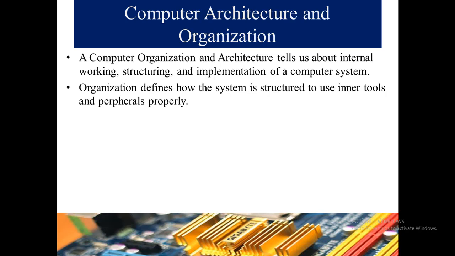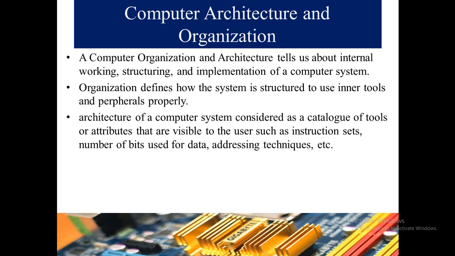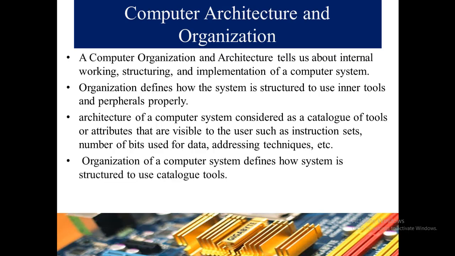Organization defines how the system is structured to use inner tools and peripherals properly. Architecture of a computer system is considered a catalog of tools or attributes that are visible to the user, such as instruction sets, number of bits used for data, addressing techniques, etc. Organization defines how the system is structured to use the catalog tools. In short, architecture is basically the catalog of tools with multiple attributes visible to the user, while organization defines how we can use this catalog of tools to structure the system.